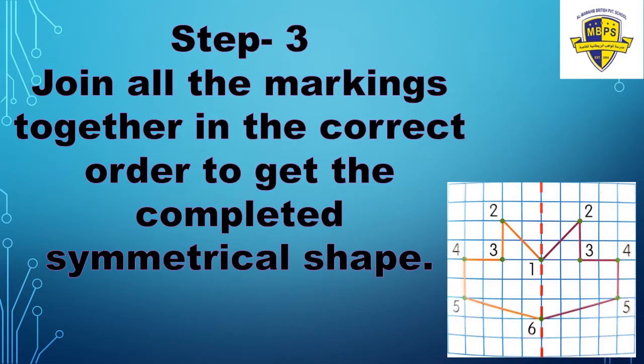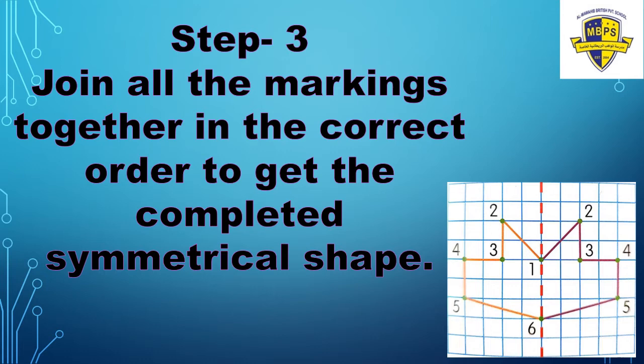Alright students, now let's follow step 3. Now if you see here that we have got all the corners of the shape on the opposite side of the line of symmetry. Now step 3 is to join all the markings together in the correct order. You start from 1, then you join, go to 2, then you come to 3, 4, 5 and 6. In this way we are going to complete the given symmetrical shape.